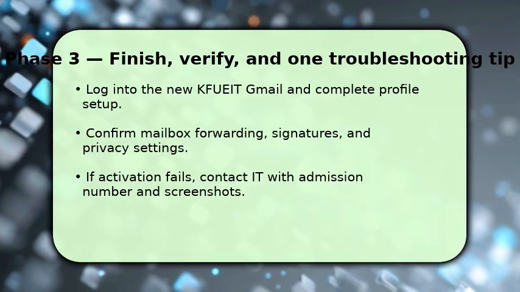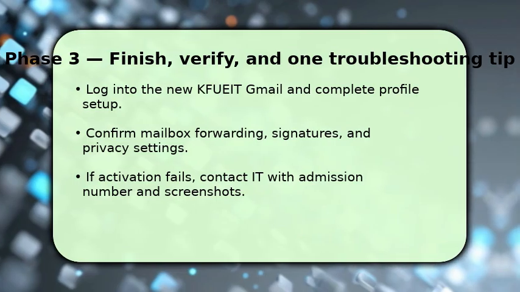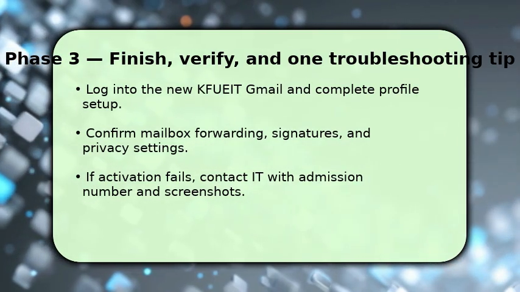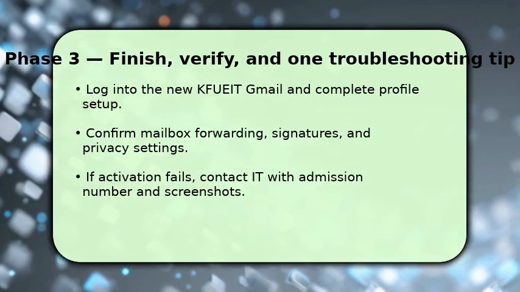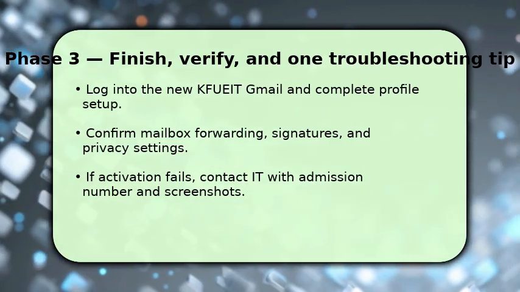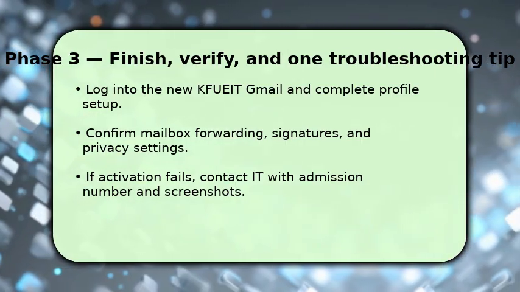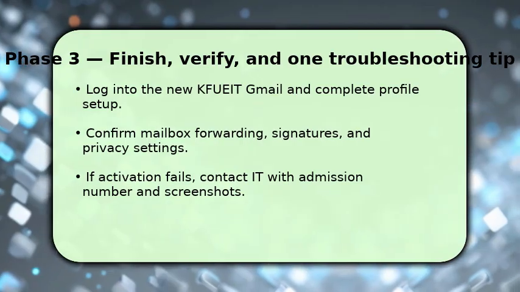Verify mail delivery by sending and receiving a test message, and make sure two-step verification is enabled for security. If something goes wrong, like errors during activation or a missing inbox, stop and gather evidence: the admission number, screenshots, and exact error text. Then contact IT support directly.